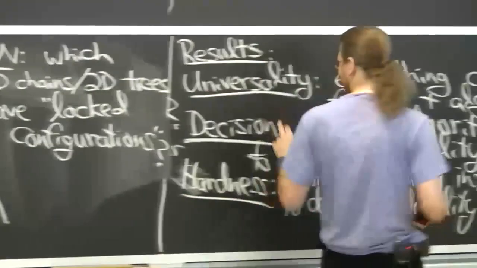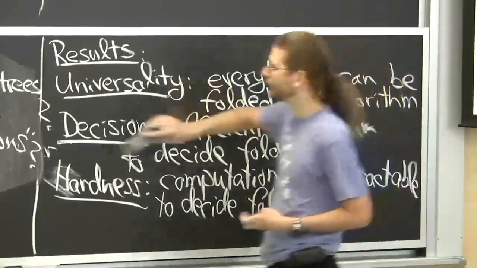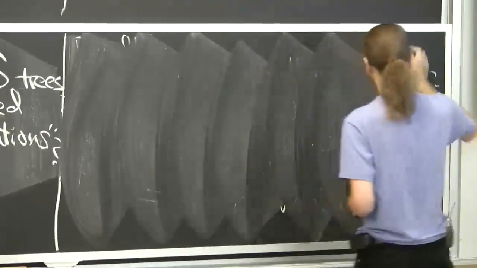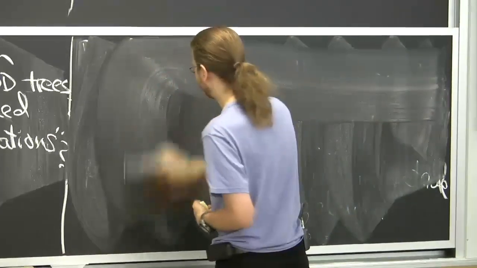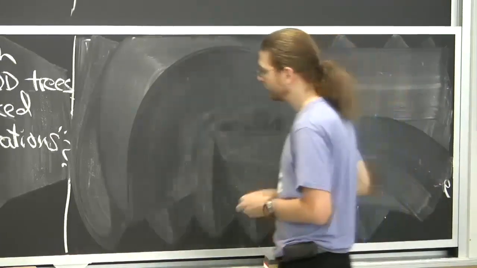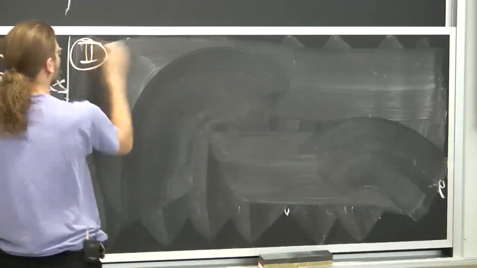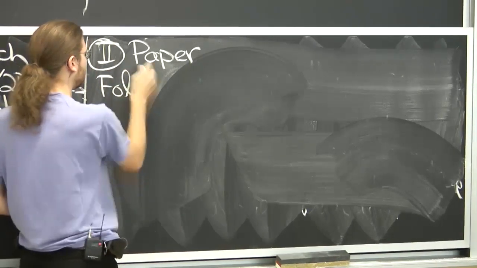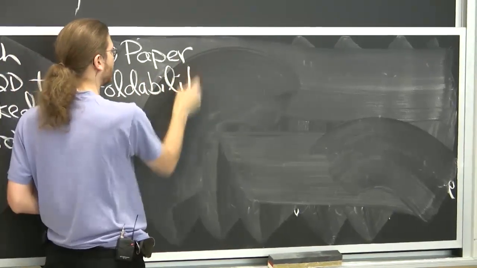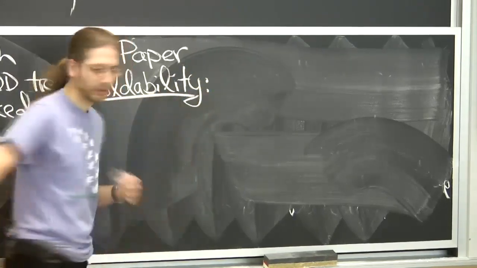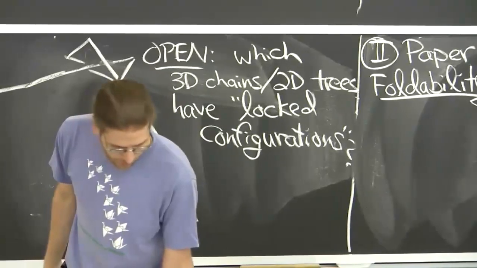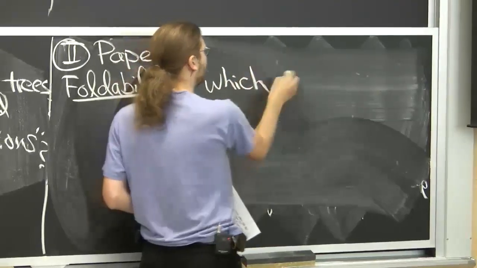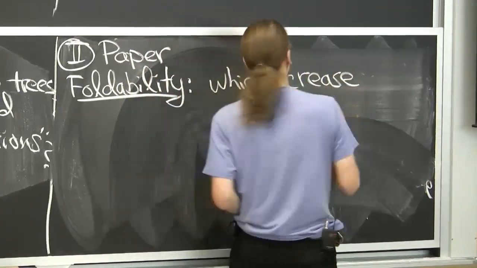So we've seen some universality results, some hardness results. I didn't go into them. Folding these linkages. Let's do that for paper. I think first up I have foldability. And then we'll talk about design. So there are lots of questions in both, but for foldability, the first question people like to ask is which crease patterns fold flat?